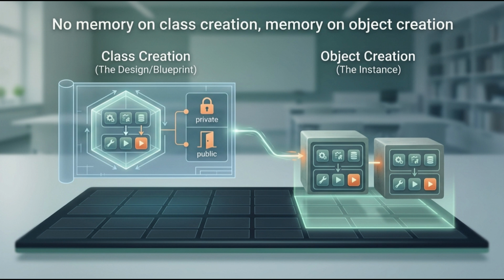Just writing a class does not create memory for it. Memory is created only when we create an object. One important feature of a class is that it binds variables and methods into one unit. That is why classes are such a central part of object-oriented programming.